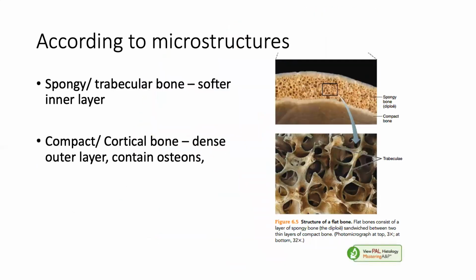And according to their microstructure, we can say spongy or compact. Spongy means trabecular bone, the usually softer inner layer, and compact bone or cortical bone is the dense outer layer, where we can see the osteon. So we won't be able to see osteons in the spongy bone. We can only see osteons in the compact bone, which is the outer layer.